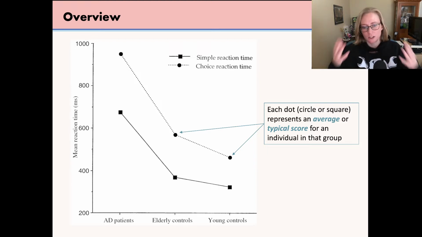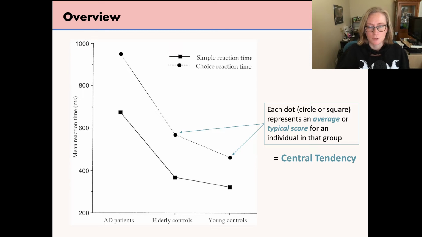But what you're trying to do is display this in a way so that, like I've been saying with descriptive statistics, you can very quickly glean the information that you need. So you can see young people are faster than old people. Alzheimer's disease patients are a lot slower than either, including age-matched controls, right? So central tendency, the whole point is to have a representative score for an individual in that group. Knowing that all the individuals together are going to have a variety of different scores, but you want something to represent that group.